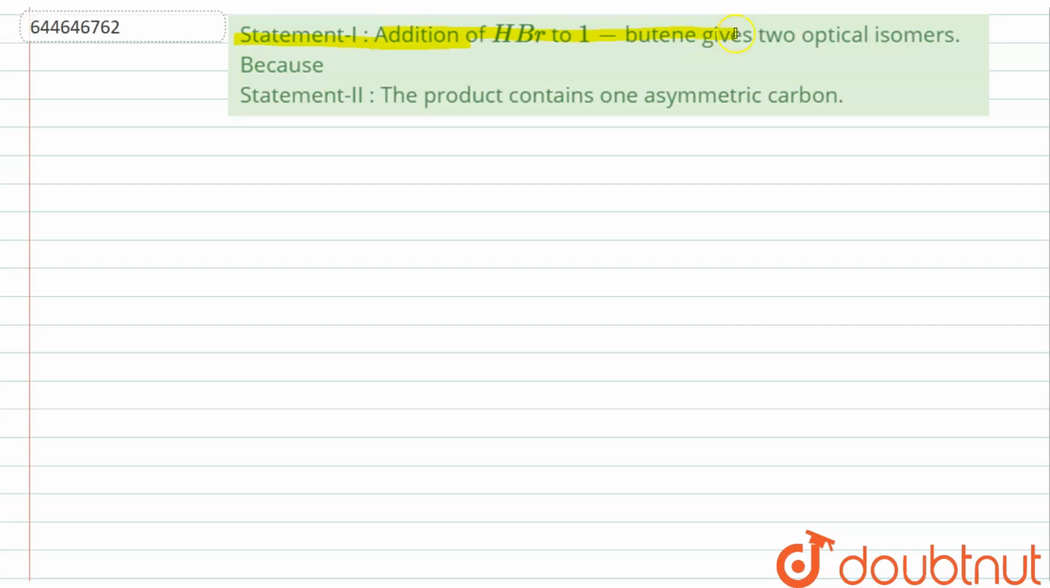The question given here is statement 1: addition of HBr to 1-butene gives 2 optical isomers, because statement 2: the product contains 1 asymmetric carbon. So we'll take the first statement, then the second one. The first statement says that the addition of HBr to 1-butene gives 2 optical isomers, right?